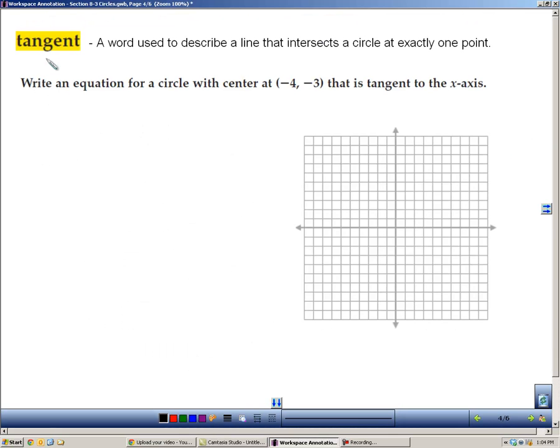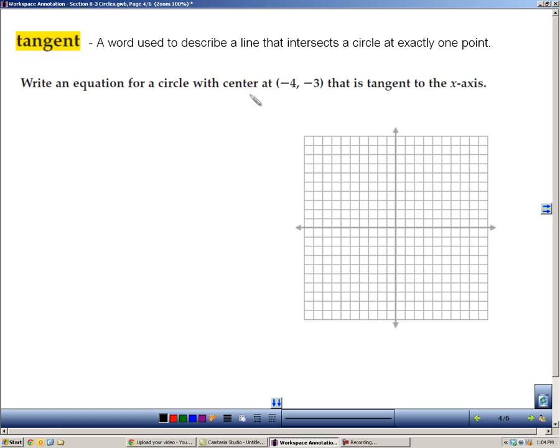Here we have a definition of a new word called a tangent. A tangent is a word that describes a line that intersects a circle at one point. Well, the only place that a line could touch a circle in only one point would be right along the edge. So let's take a look at that with this example.